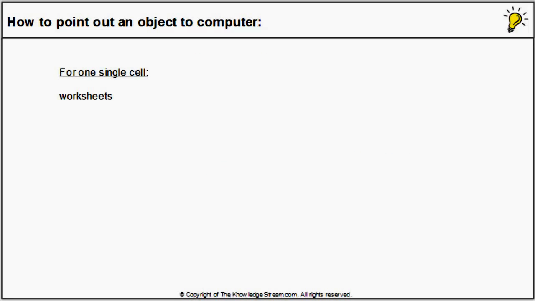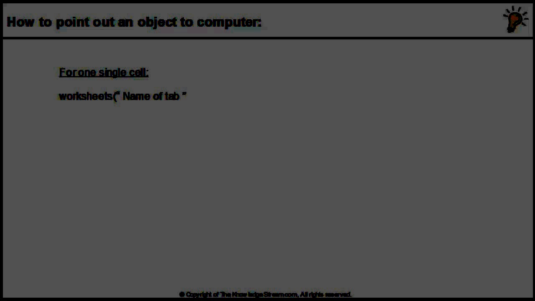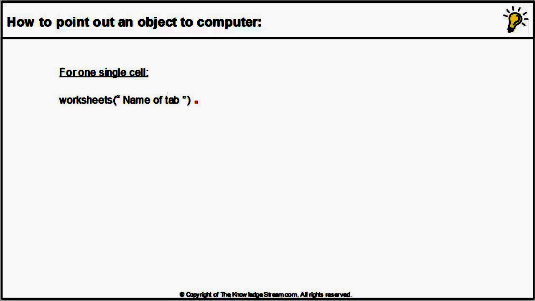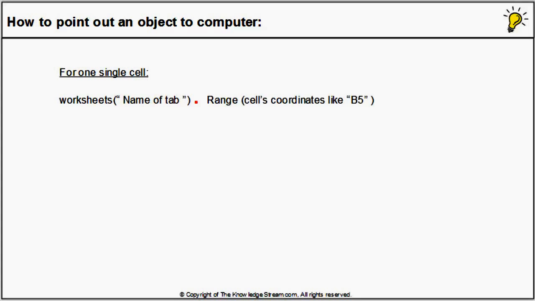The syntax for pointing out one cell is: type Worksheets and then followed by an open bracket. Next, enter the name of the tab within quotes and close the bracket, followed by a dot. Type Range after the dot. Open a bracket, enter the coordinates within the quotes, and close the bracket.